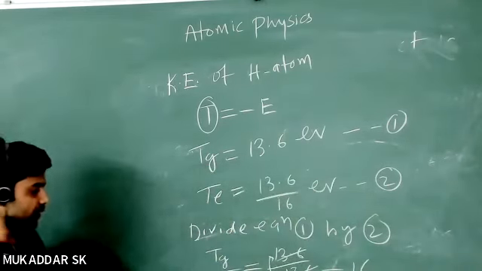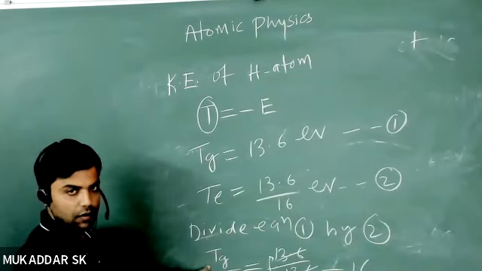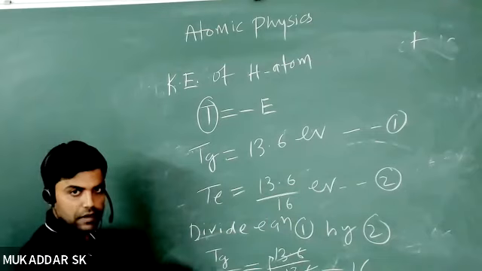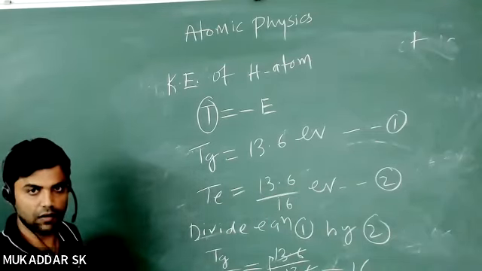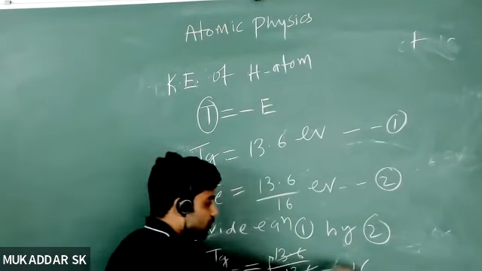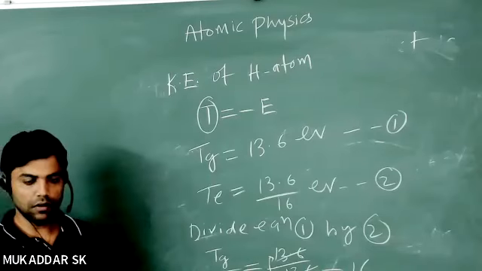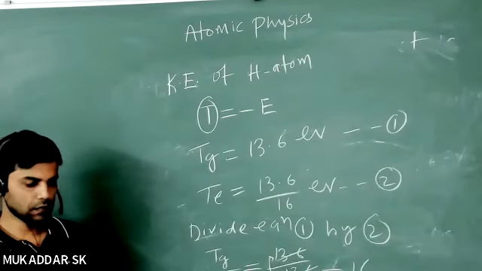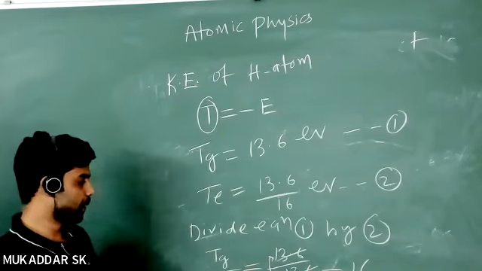So it means the ratio of the kinetic energy of the electron in the ground state of the hydrogen atom to the kinetic energy of the electron in the third excited state of the hydrogen atom gives this value, which is nothing but 16. Has everyone in the class understood? Yes, sir. Is it clear? Okay, very good.